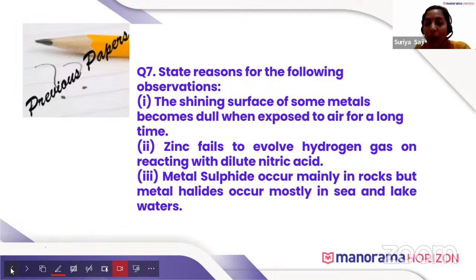But in the case of metal halides, what will happen? Metal halides are soluble in water. When rain comes, or with dewdrops or snowfall, they will get dissolved in water. And when the rain flows, it will ultimately reach water bodies, either the sea or a lake. That is what happens in the case of metal sulfides and metal halides. Is it clear?